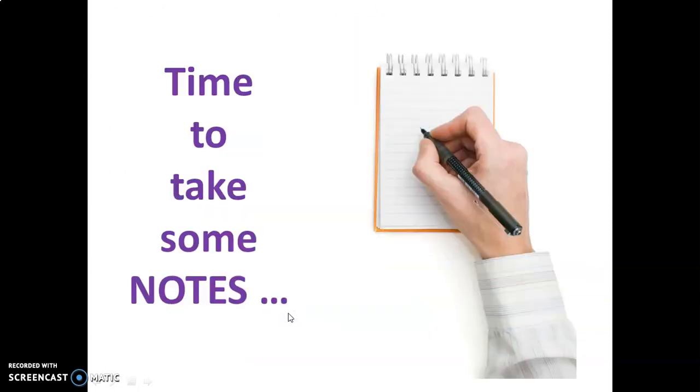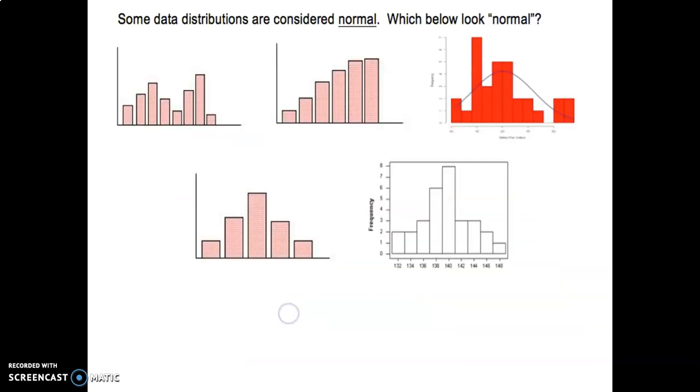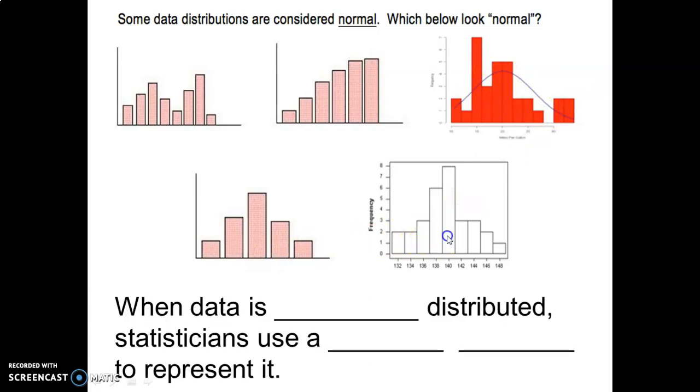Let's take some notes now on the page that was provided to you. Based on what we just talked about, of these five, which do you think look like a normal distribution? Well, maybe you answered the last two. Perhaps you thought this one as well because it looks like they approximated that bell-shaped curve there. But I think this one's a little too far from looking like a normal curve, whereas the last two look pretty normal.